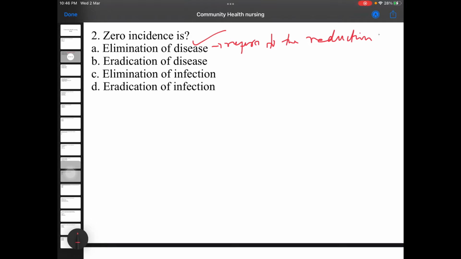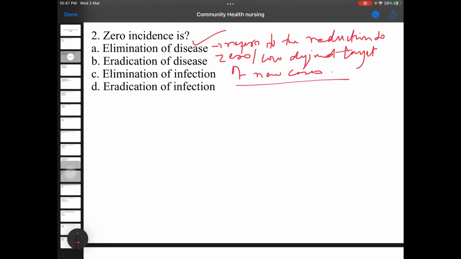reduction to zero or low defined target of new cases. That means in elimination of disease, the preventive measures still have to carry on so that there will be no reinfection or retransmission of disease.